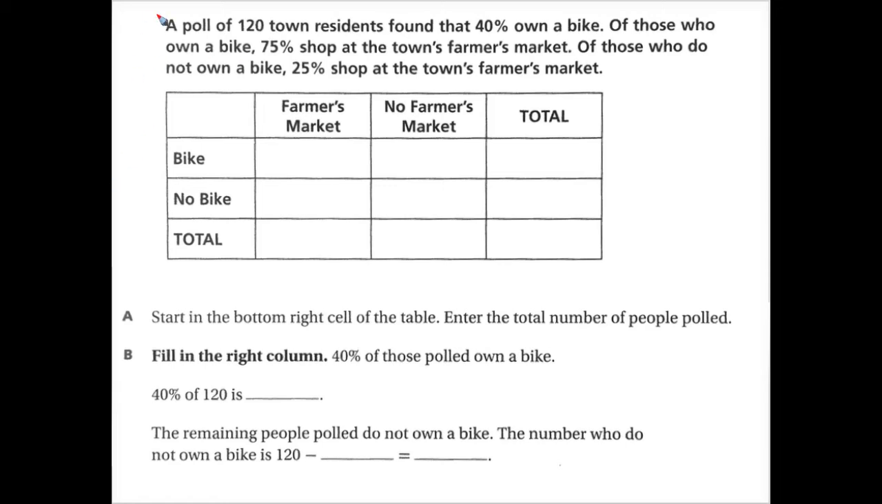Okay, so now we're going to start filling in our table, but we're going to go along with our steps here. So A says, start in the bottom right cell of the table, enter the total number of people polled. So we want the total number of people, and that's 120. So that goes in our total. 120 people.